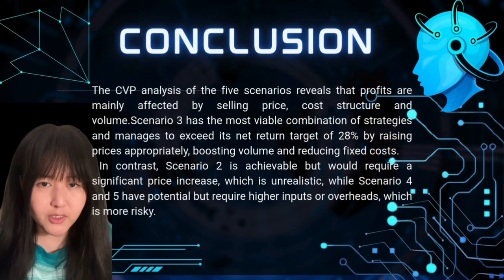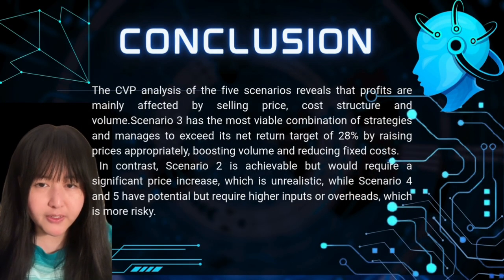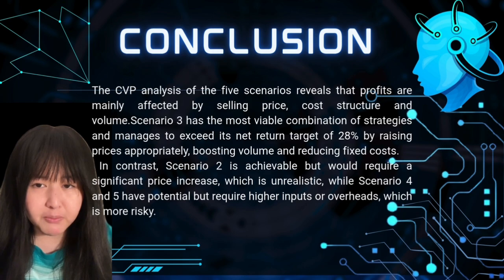Thank you. The CVP analysis shows the profit depends on price, cost, and sales volume. Scenario 3 works best. It meets the 28% target by raising price, selling more, and cutting fixed costs. Scenario 2 is possible but needs a big price drop, which is not likely. Scenarios 4 and 5 might work but need more cost and or effort, which is risky.